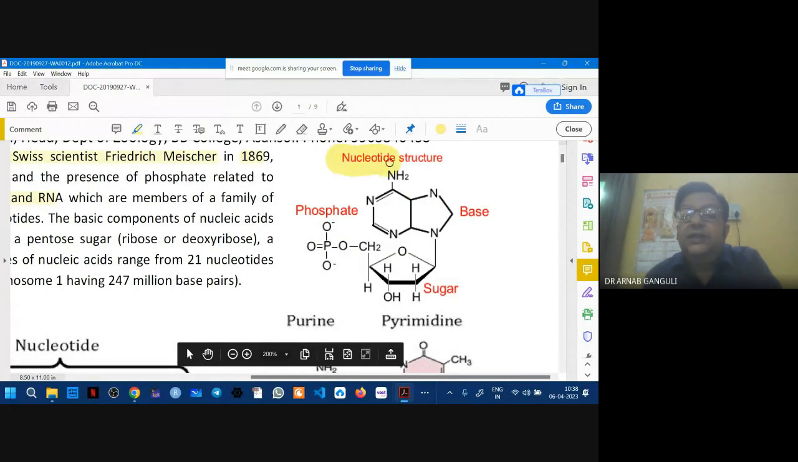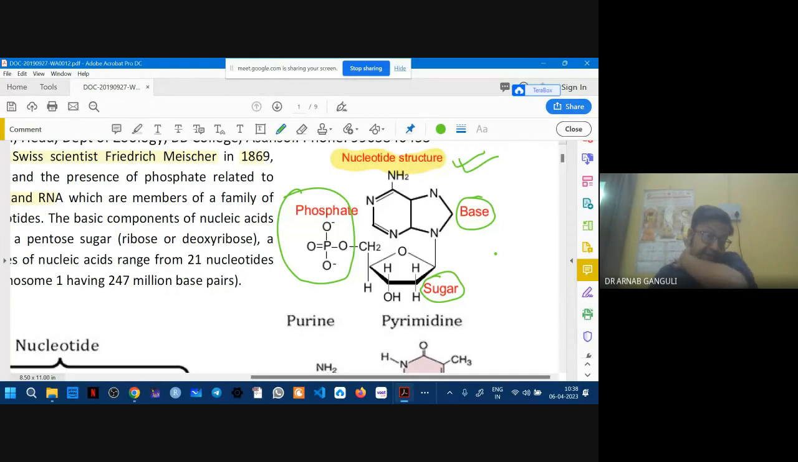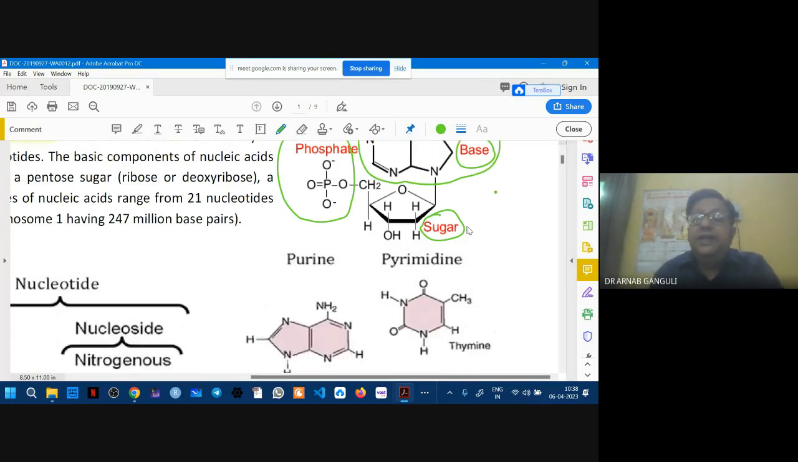This is a nucleotide structure. What you have over here is first a base, then you have a sugar molecule, and you have a phosphate group attached. So this is known as a nucleotide. This is the base. This base can be a purine.